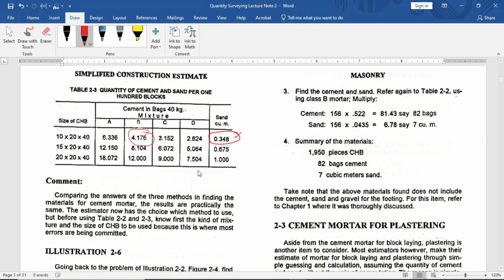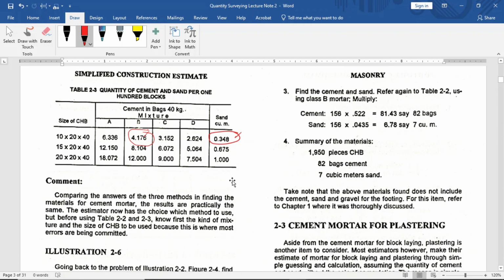So, comment. Comparing the answers to three methods in finding the materials for cement mortar, the results are practically the same. The estimator now has the choice which method to use. So, before using table 2-2 and 2-3, know first the kind of mixture and size of CHB to be used because this is where most errors are being committed. So, kailangan dapat alam mo yung mixture tsaka yung size ng CHB, kasi mamaya matingnan mo lang dito, hindi mo tingnan yung size ng CHB na gagamitin pala, magkakamali ka.